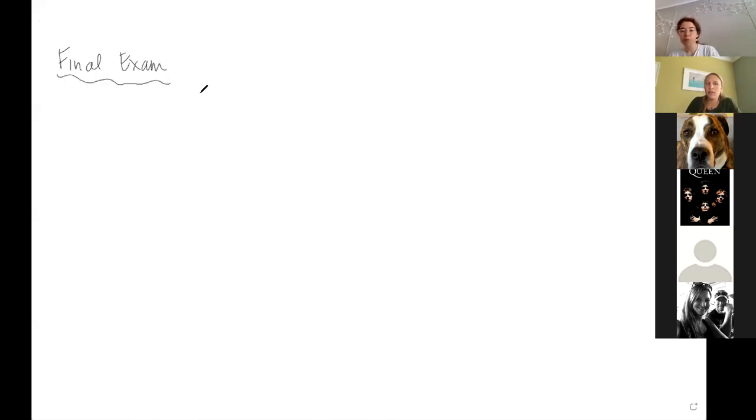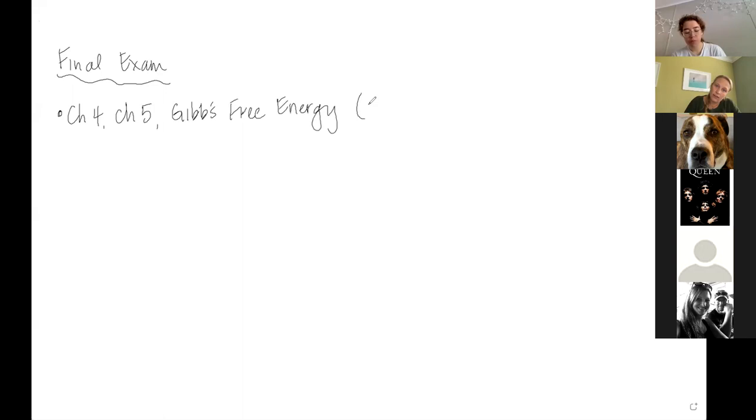As I mentioned before, this is going to be kind of structured like exam 4. It's not exactly cumulative, but it will cover chapter 4, chapter 5, and then Gibbs free energy. Gibbs free energy includes things like Keq and Q as well. Those are all kind of interconnected concepts.